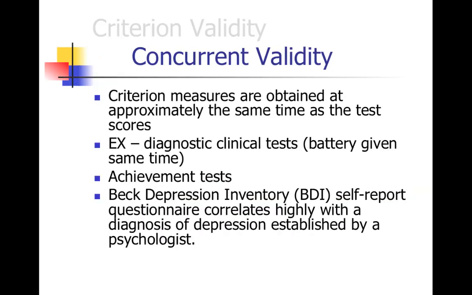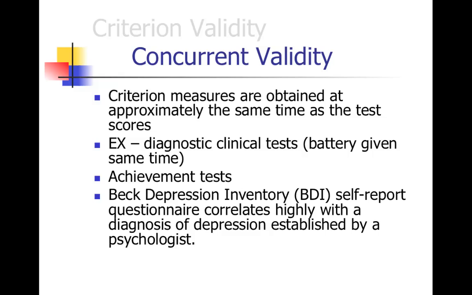Concurrent validity is when the criterion measures are obtained at approximately the same time as the test scores. You've heard me talk about batteries of tests. We typically assess someone all at the same time, within the same day, the same week, and that is the way we are working towards concurrent validity of a diagnosis.